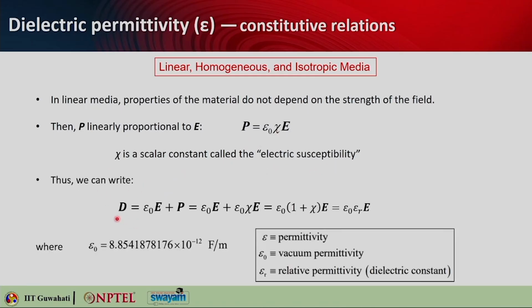So when you write the equation of electric displacement field D equals epsilon naught E plus P, P can be written as epsilon naught chi E, and you take epsilon naught E common, you will see 1 plus chi, and this 1 plus chi is nothing but your epsilon R, the relative permittivity. Simply, relative permittivity is 1 plus the susceptibility, and all other parameters are already known. Epsilon naught, the vacuum permittivity, is 8.85 times 10 to the minus 12 farad per meter.